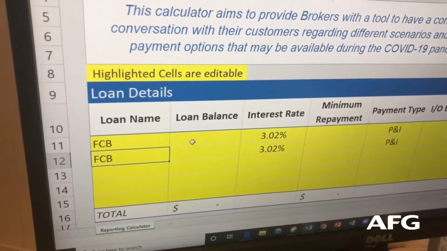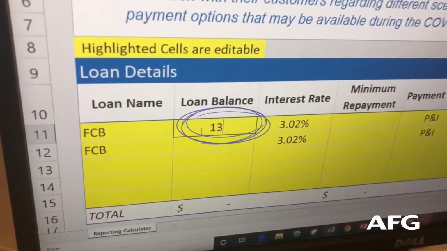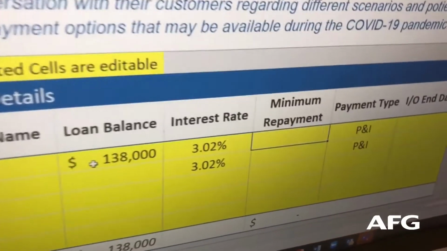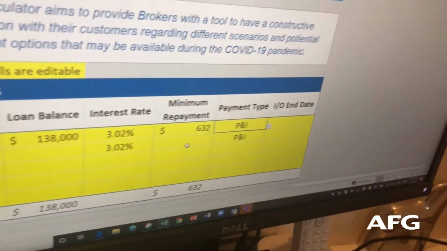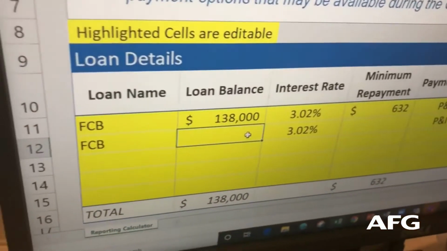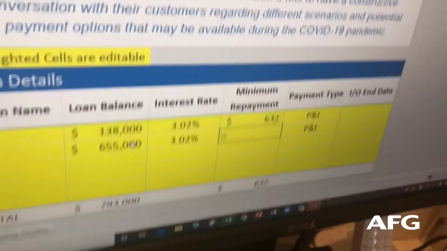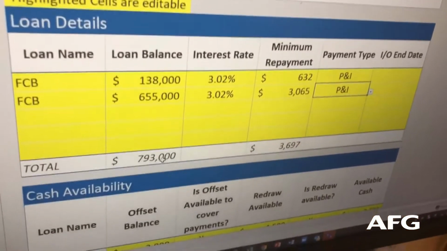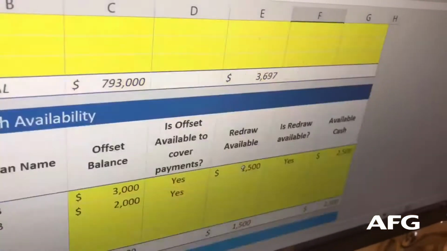So I've got two loans. I've just made a fictitious bank up, Funky Cool Bank, FCB. So the first loan, 138,000 owing, 3.02% interest rate. The minimum repayments on that loan are $632. It's P&I. And the second loan is 655,000. Same interest rate, minimum payments $3,065 on that loan. That basically just gives me a total owing of $793,000, and these would be my payments, $3,697 a month.